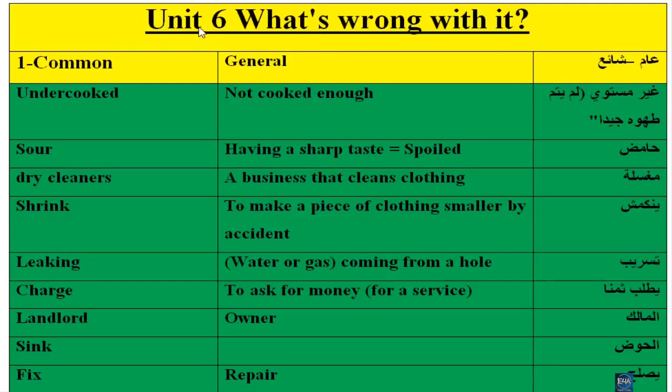We're gonna use English all the time. Unit 6. What's wrong with it? 1. Common, general. Undercooked, not cooked enough. This verb cooked, D-T, cooked, not cooked enough. Not, O as a sound, D-S-T, and enough. Not cooked enough.